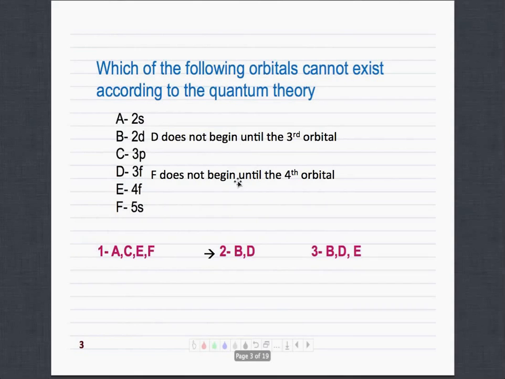So till now, B and D do not exist. 4f means n equals 4, L equals 3. Yes, that complies with the quantum rules. 5s, we know that s exists in every shell starting from n equals 1, so that makes B and D the two that cannot exist according to the quantum theory.